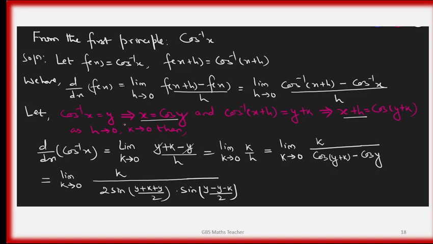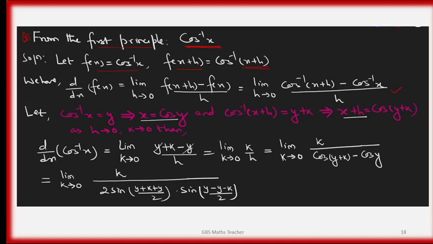Now moving to the next question, number 3. From the first principle, find the derivative of cos inverse x. As in the previous pattern, we suppose f(x) is cos inverse x, f(x+h) is cos inverse of (x+h), and we know d/dx of f(x) is the limit as h tends to 0 of (f(x+h) minus f(x)) by h, which is the limit as h tends to 0 of (cos inverse (x+h) minus cos inverse x) by h.